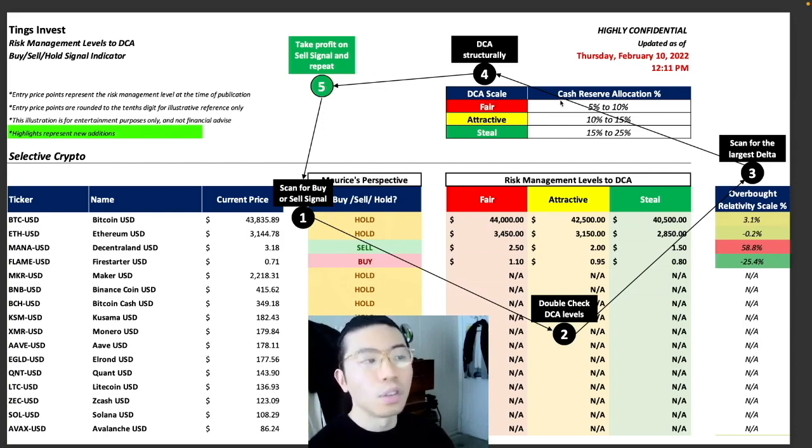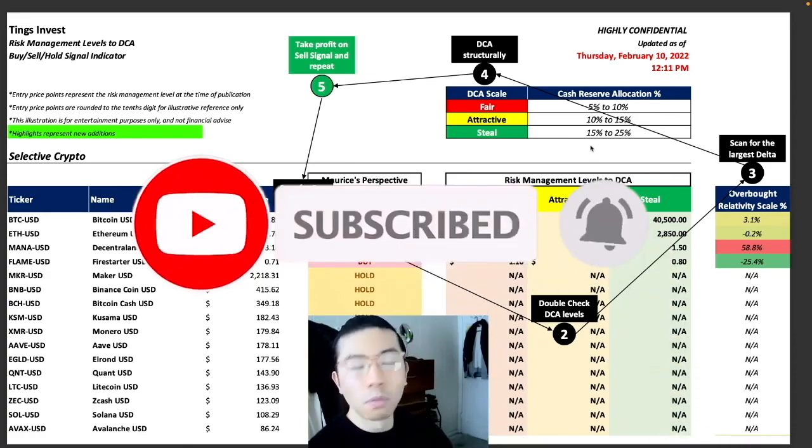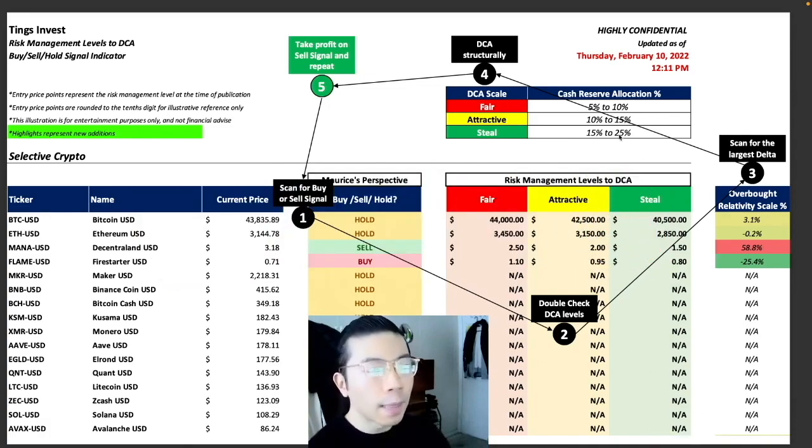If you believe in your fair psychological perspective that you're willing to allocate 5 to 10%, then go ahead. If you want to allocate 10 to 15% because you believe this is an attractive level, right, then you put in 10 to 15% of the cash reserve. And if it's more of a steal level that you feel relatively bullish on, then you put in 15 to 25%, right.